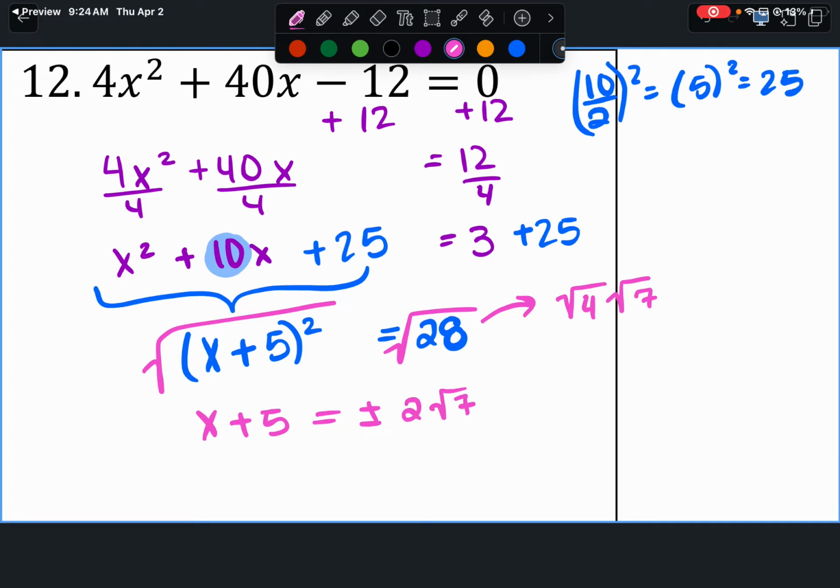Okay, now we complete the square just like normal. So what do I do to complete the square? 4 divided by 2 squared. What is 4 divided by 2? 2. What is 2 squared? 4. That is what gets added to both sides.